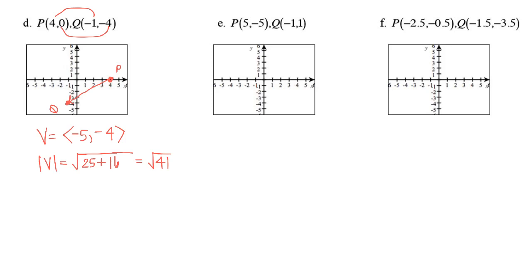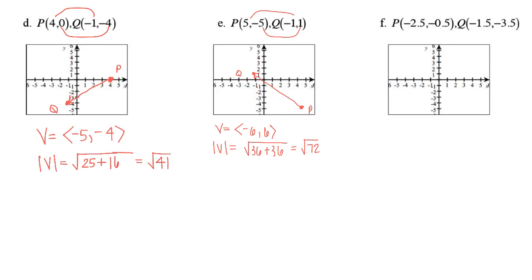For E, same idea again. So we're going to have 5, -5. That's our point P. And then for Q, we have -1, 1. And again, our vector from P to Q. And so our coordinates for vector V, again, -1 minus 5, so -6. And then 1 minus -5, so +6. And then we need to look at the magnitude of vector V. The magnitude is going to be the square root, 6 squared plus another 6 squared. So it looks like we have the square root of 72.